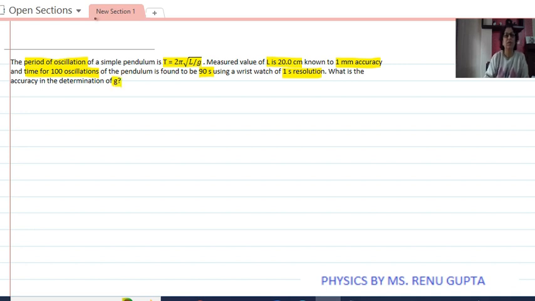So here we are given L equals 20 centimeter and delta L equals 1 millimeter, but since L is in centimeter, we take it as 0.1 centimeter. Time for 100 oscillations is 90 seconds and its resolution means delta t equals 1 second.